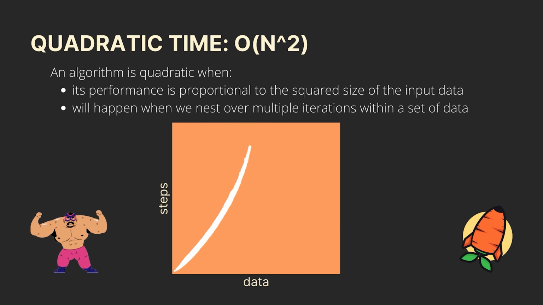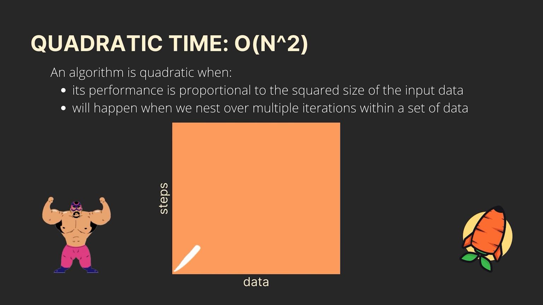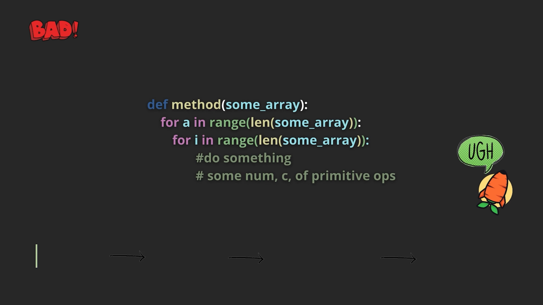An algorithm is quadratic when its performance is proportional to the squared size of the input data. This will happen when we nest over multiple iterations of a set of data, or we have multiple nested for loops. Let me give you an example of a quadratic time algorithm.